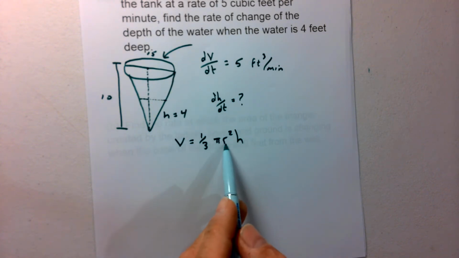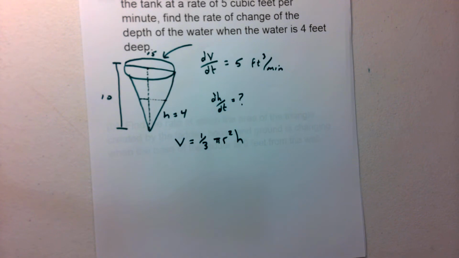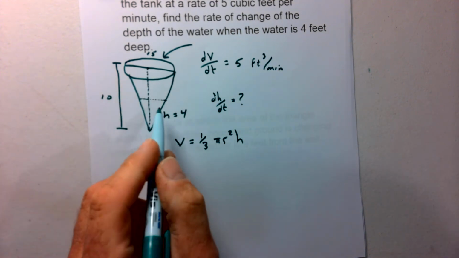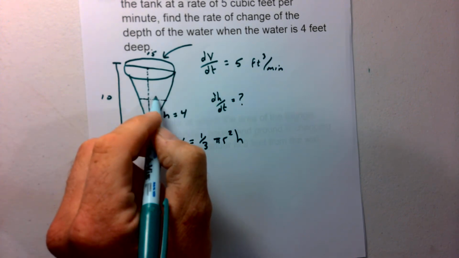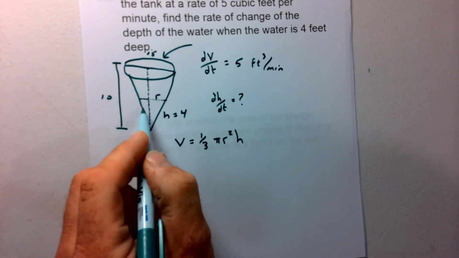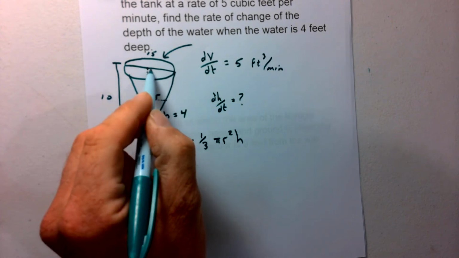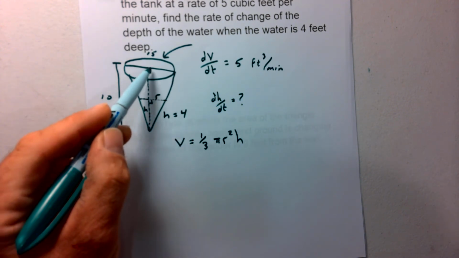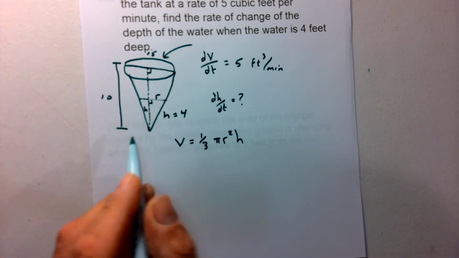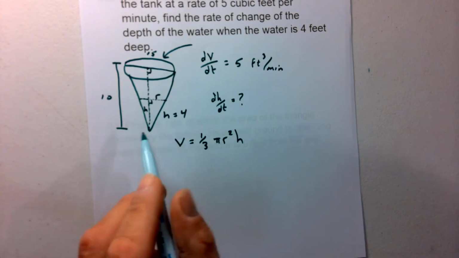We'd really like to get rid of that radius, wouldn't we? So is there a relationship between the radius and the height of a conical section, of a conical tank or conical figure? And we do have one. If this is our radius and this is our height, we have a right triangle. And we have two similar right triangles. So we know that they're going to be proportional to each other.